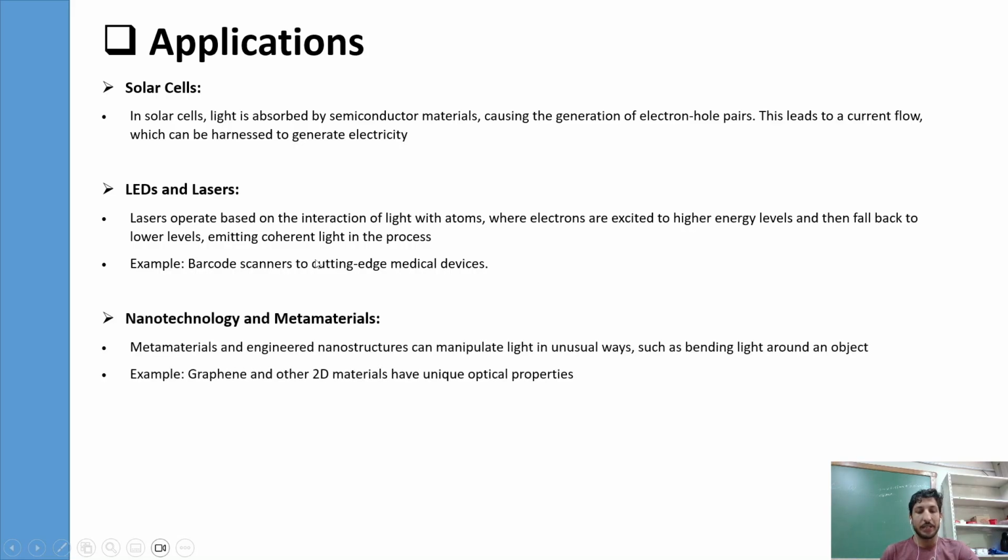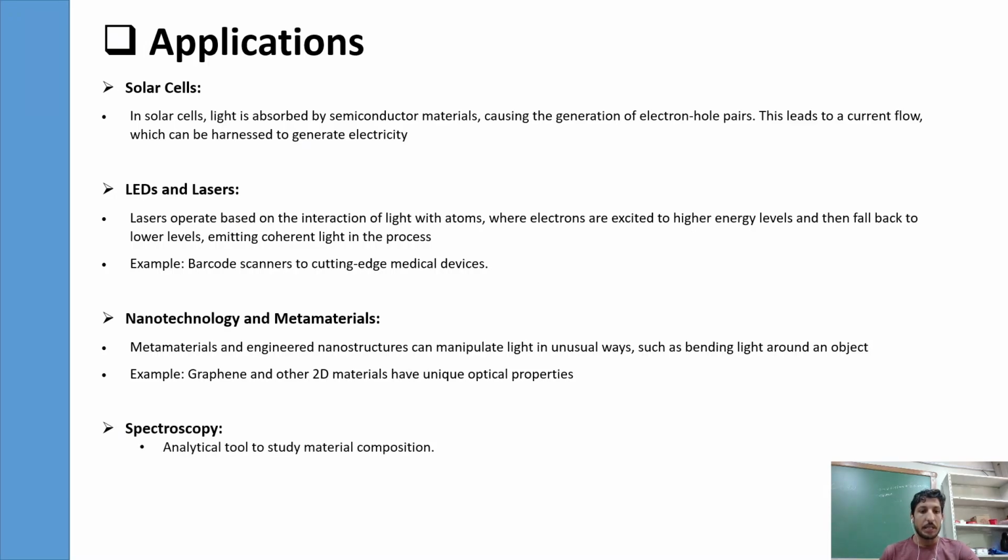And the third one is nanotechnology and metamaterials. Metamaterials and engineered nanostructures can manipulate light in unusual ways, such as bending of light around an object, which is simply called diffraction phenomena. An example of these is graphene and other 2D materials that have unique optical properties.